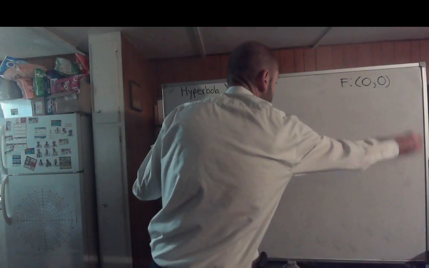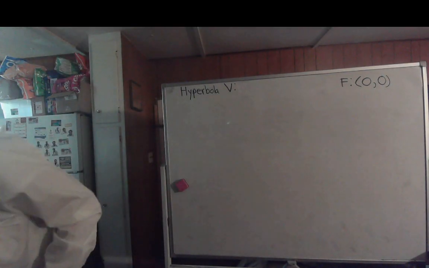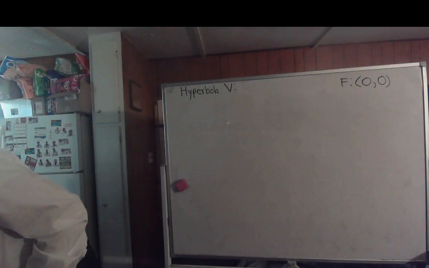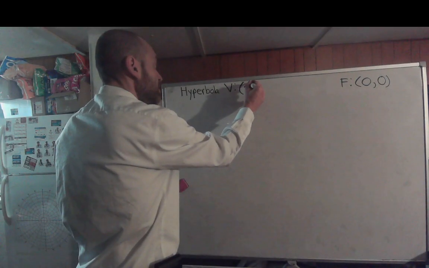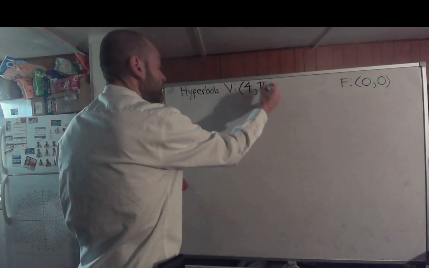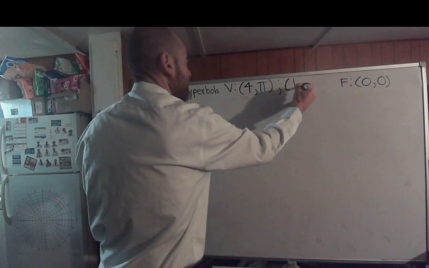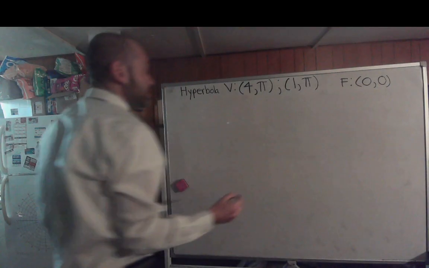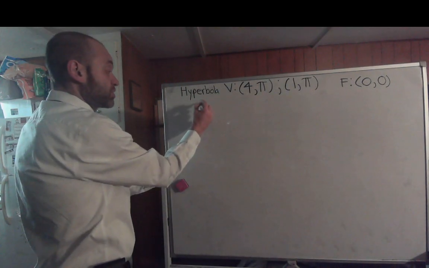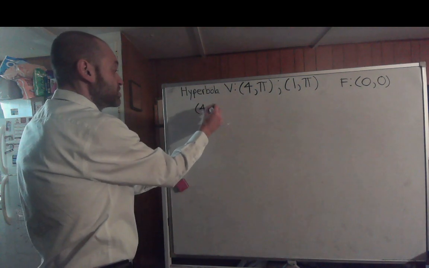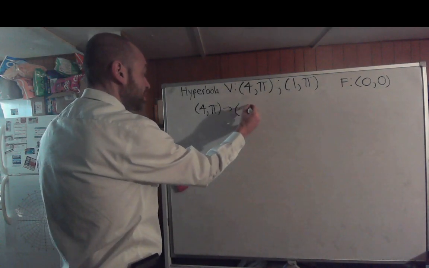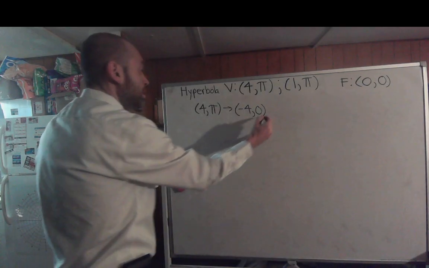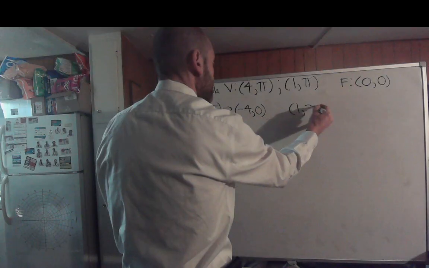This is why I stick to the book, because, well, let's do something similar. We have (4, pi), (1, pi). That won't be too bad. I think we kind of have a good grasp on how to convert these coordinates into polar form. From polar to rectangular, (4, pi) would end up being (-4, 0). And then your (1, pi) would just end up being (-1, 0).